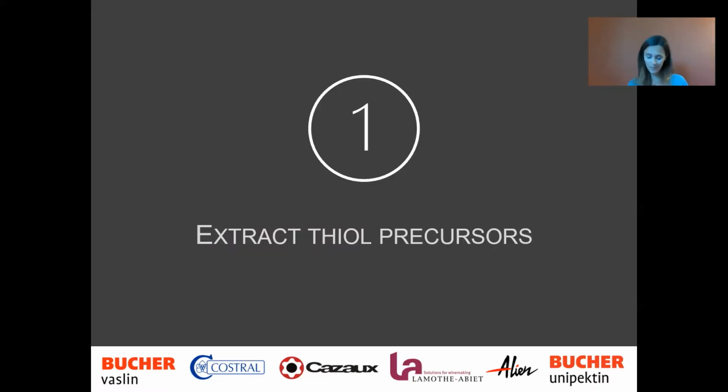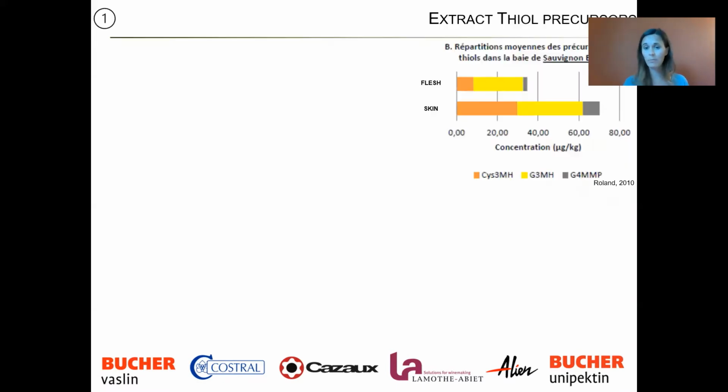Okay, so now let's talk about what we can do in terms of winemaking, once we pick the grapes, to really optimize these thiolic compounds. The first step is going to be to extract them. These compounds are mostly present in the skin, as you can see on your screen. Looking at the 3-MH precursors and the 4-MMP precursor, we find about double, a little bit more even, in the skin. So we need to extract more skin compounds.